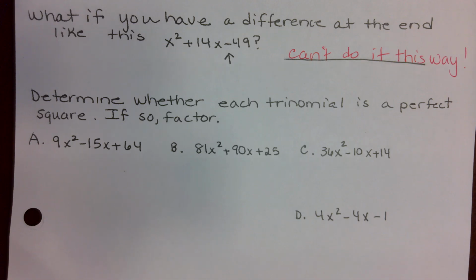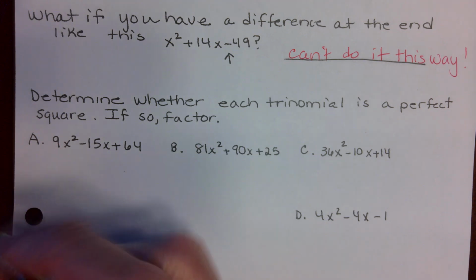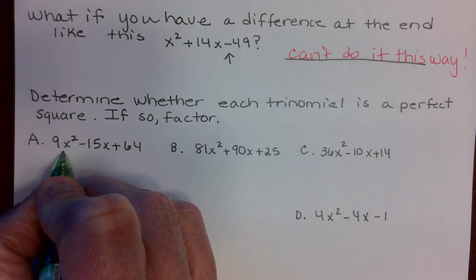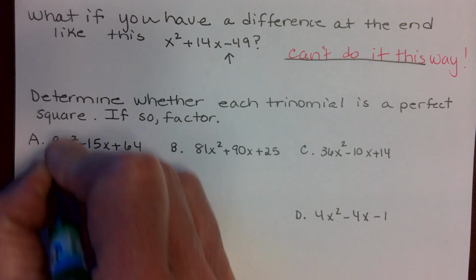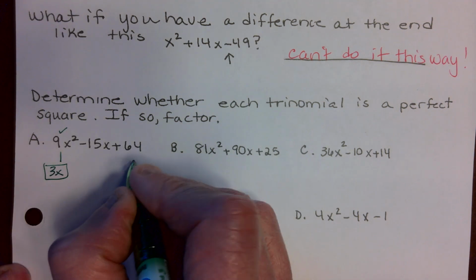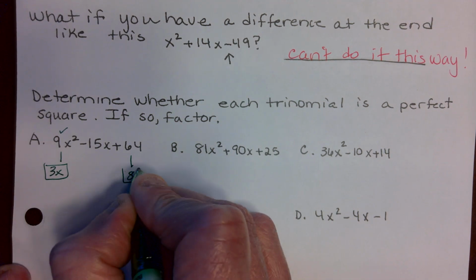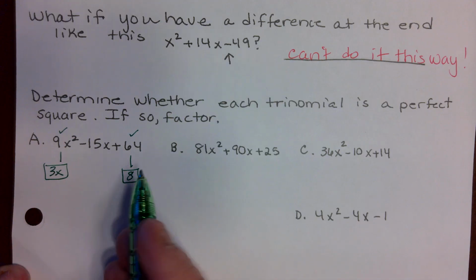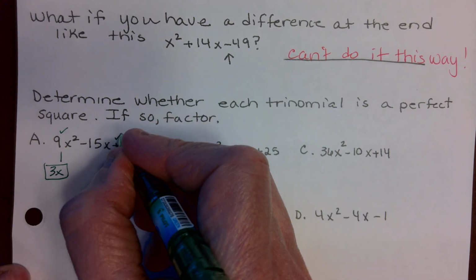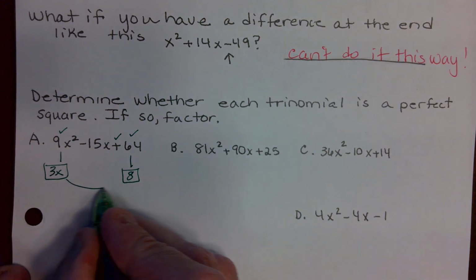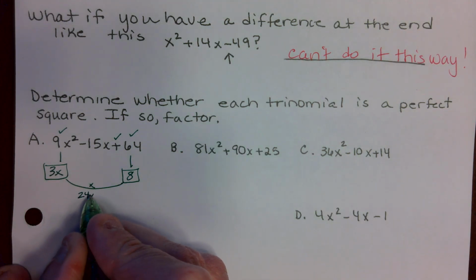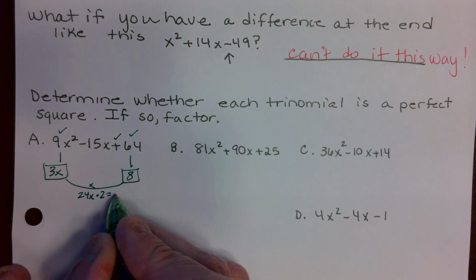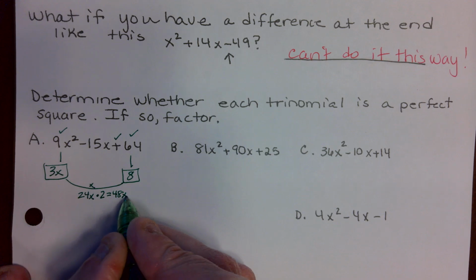All right. Here we go. Is that a perfect square? Yes. 3x. Check. Is that a perfect square? Yes. 8. Check. Is this a plus? Check. Multiply those. 24x. Multiply it by 2. 48x.